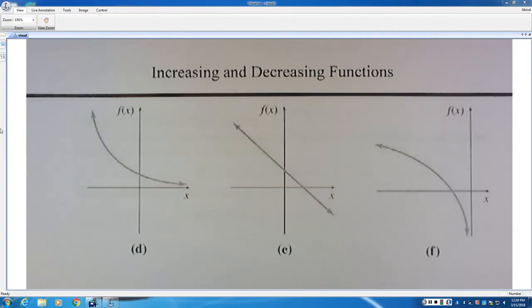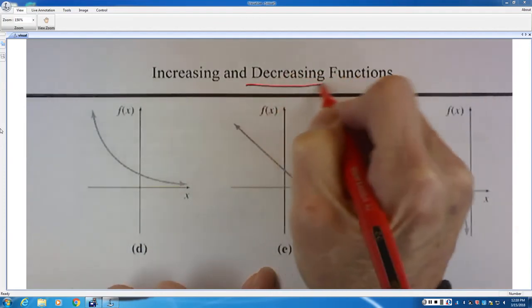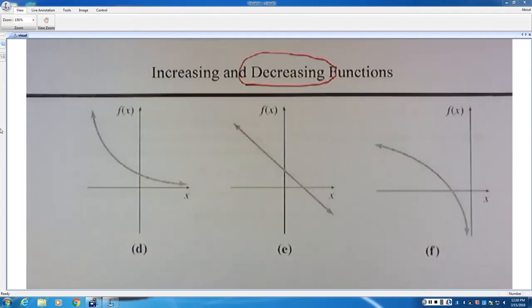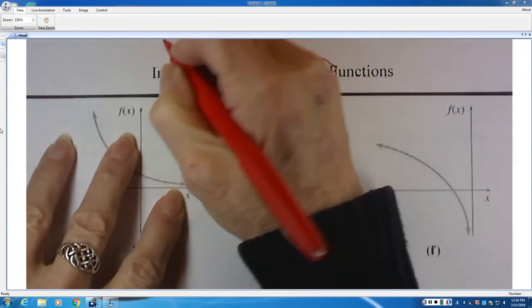These functions are all decreasing functions, which means exactly the opposite of what we said on the other one. What we're saying here is that the slope is negative.